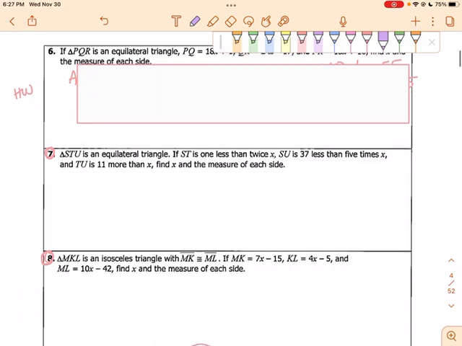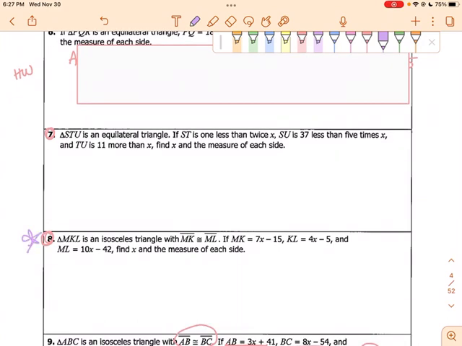Okay, now the next page we have problems where we actually don't have any pictures, but we can still definitely solve these. We're actually going to do number 8 first. So they tell us that triangle MKL is isosceles with MK congruent to ML. You do not have to draw the picture. This is telling you that MK equals ML. So that is your equation.